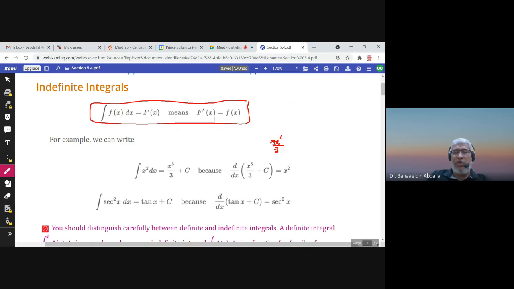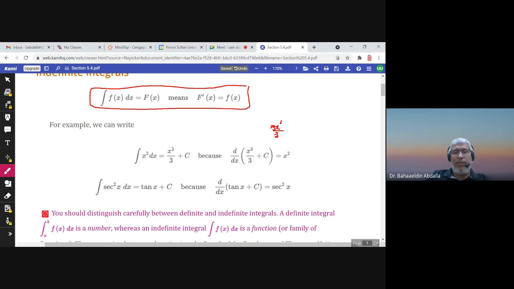So this is what we mean by this statement. Another example, the integral of secant square x dx is tan x plus c, because if we find the derivative of tan x plus c, the derivative of tan is secant square and the derivative of c is 0. So because of this, we say that the integral of secant square is tan x plus c. So this is the new notation we are going to use, and it is called indefinite integral.